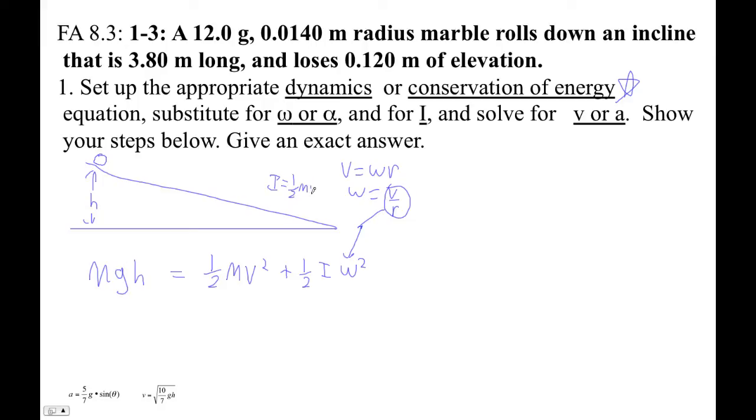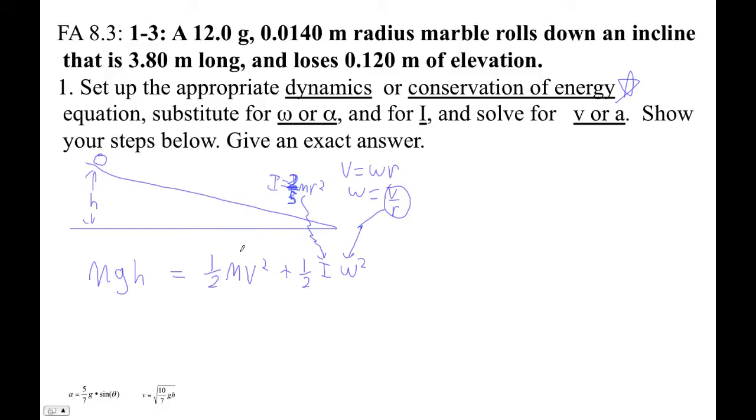2/5 mr squared. Okay. Can you see that? That's a 2 and a 5. There we go, right? We're going to substitute that one in for here. Okay. I will tell you on the assessments what this formula is for the moment of inertia. It'll always be something unusual, you know, but we can do this.